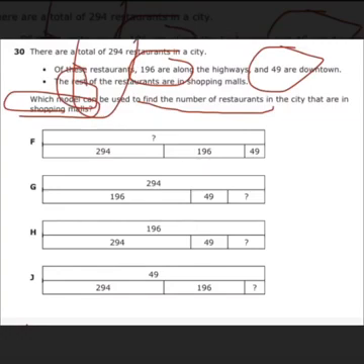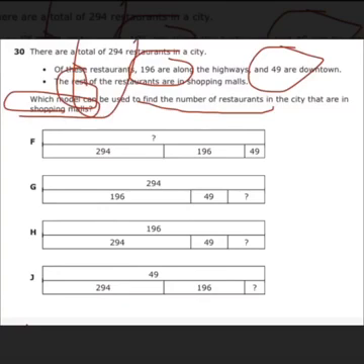Okay, so when looking at a strip diagram, I'm looking to see where is my total, first of all. My total means the whole thing. So however long my whole bar is, that should be my total. The number inside my bar that is as long as the entire model, that is my total. That's the whole thing. So as we know, the total is 294.